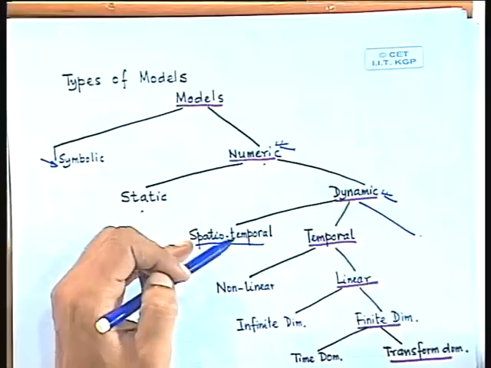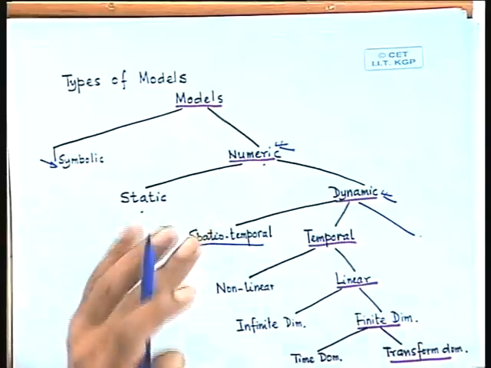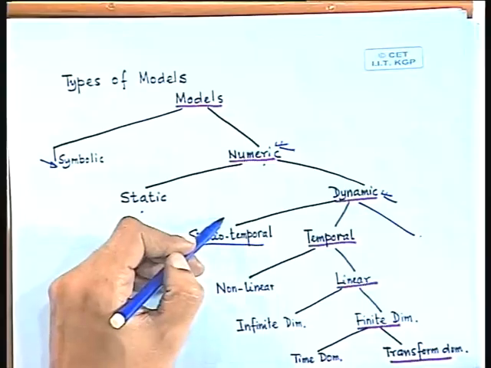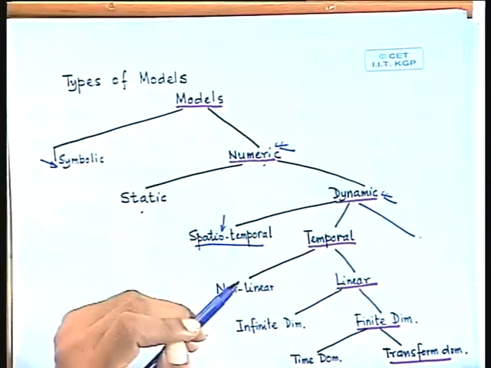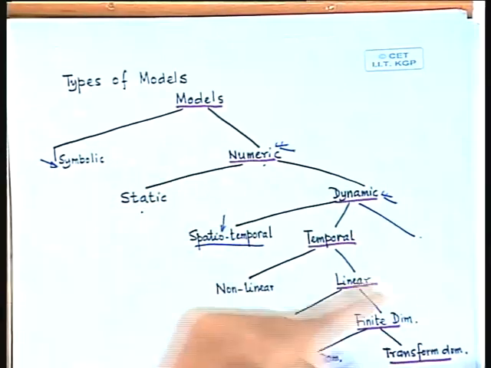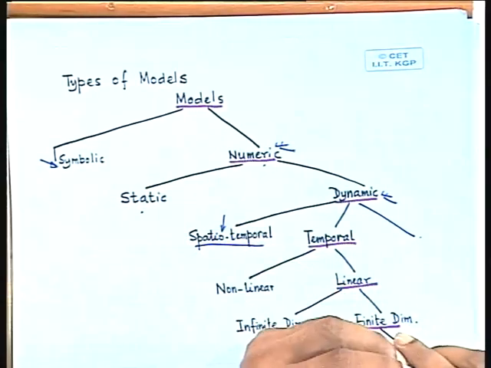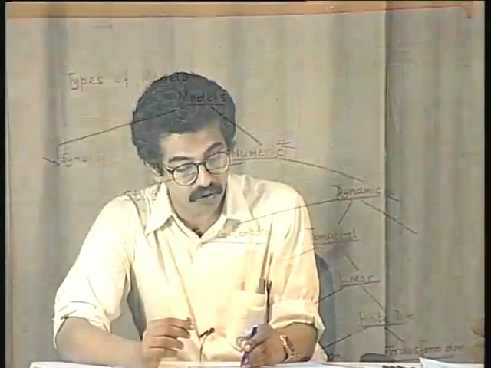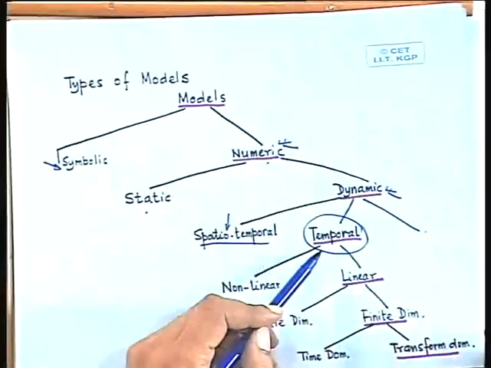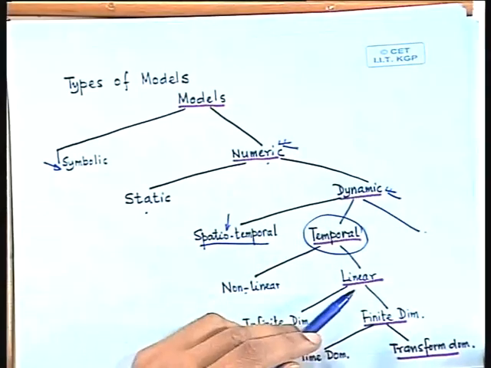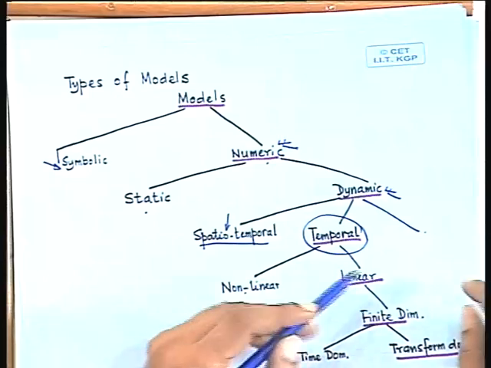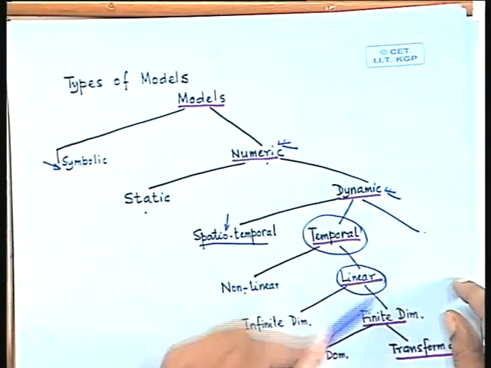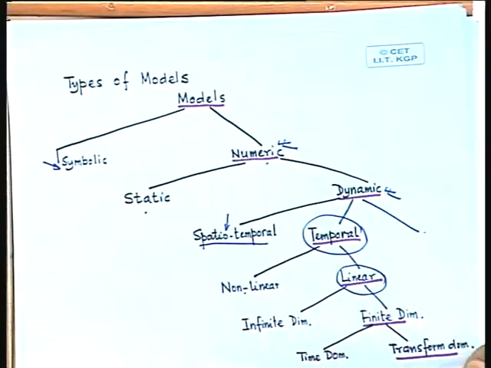But we are generally concerned with physical objects. So it could be either spatiotemporal, where you are interested in studying the variation with time and with space, or it could be only temporal. We are interested in only temporal. Temporal dynamics can be either linear or non-linear. For most purposes, we will be concerned with linear because of simplicity.